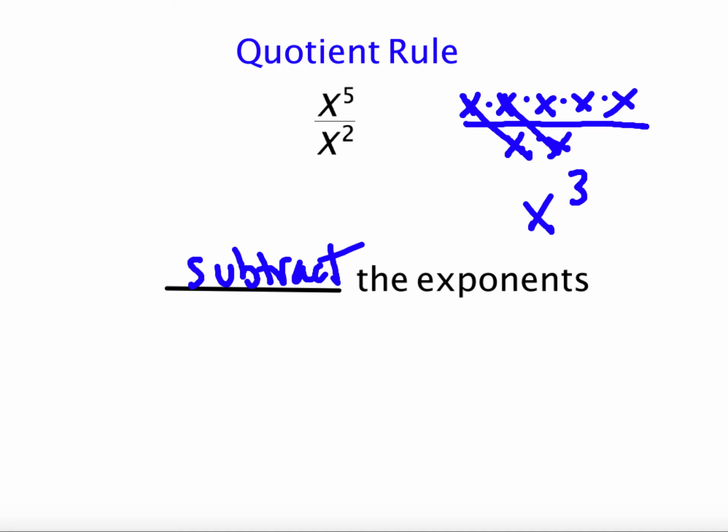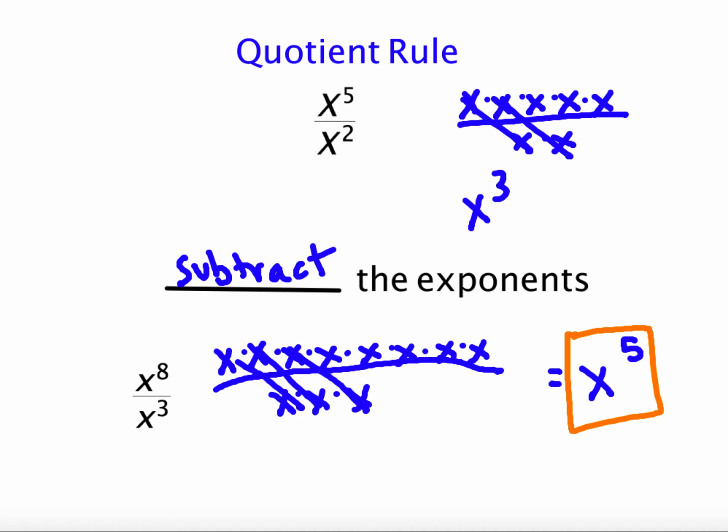The problem I'd like you to do in that quotient rule box on your extra practice worksheet is x to the 8th divided by x to the 3rd. Go ahead and press pause. All right, hopefully you did that problem and you got x to the 5th. Again, expanding is optional, but we have 8 factors of x on the top divided by 3 factors of x. Crossing out 3 of those pairs, we have x to the 5th.